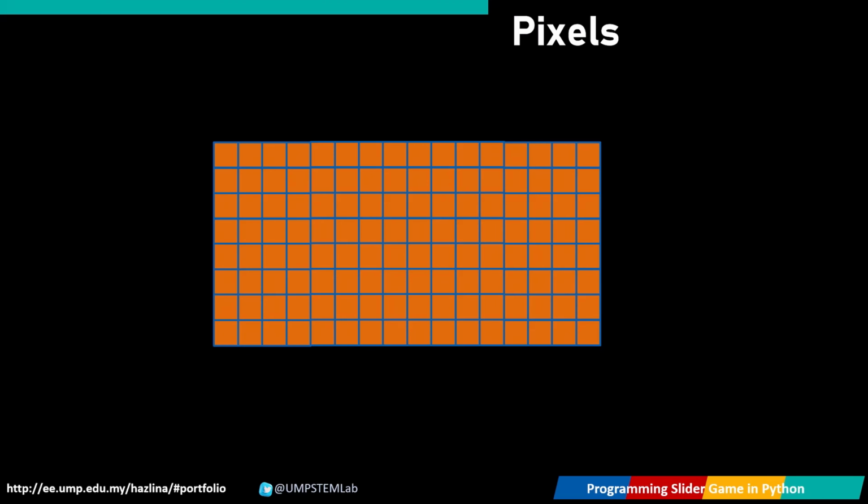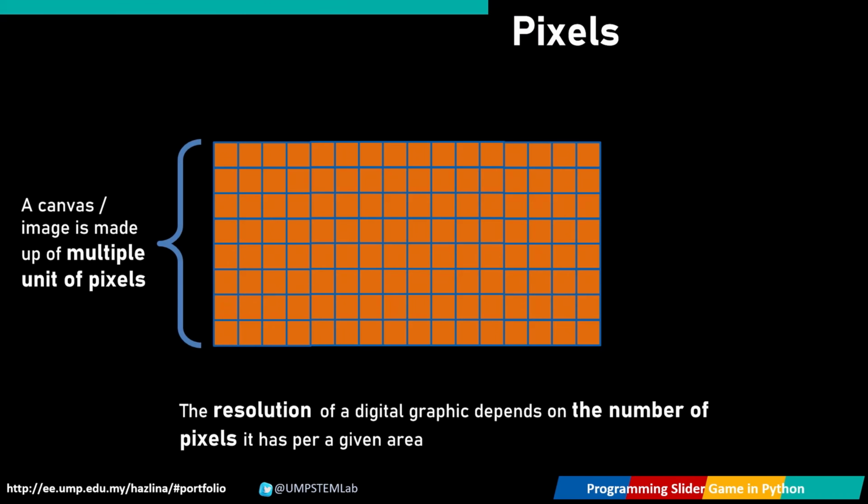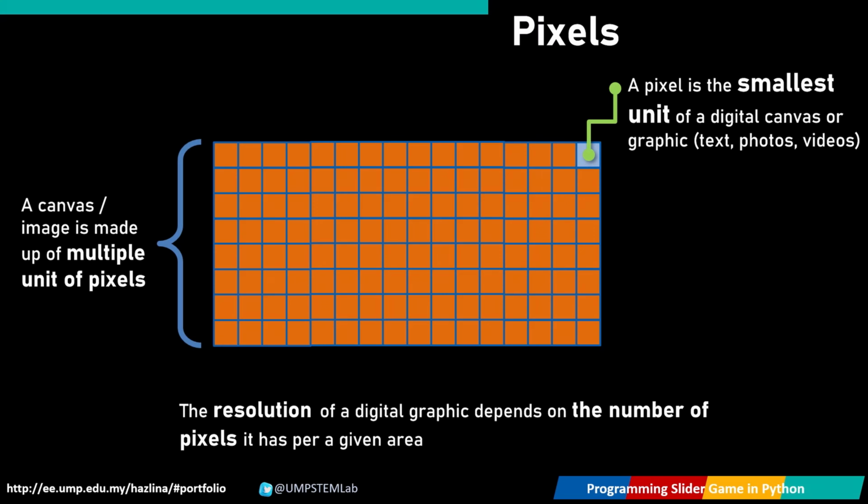A pixel, short for picture element, is the smallest controllable element on a screen, canvas or image. Each pixel has its own properties, like color, brightness, and transparency. When you see an image or text on your screen, it's composed of countless pixels working together.